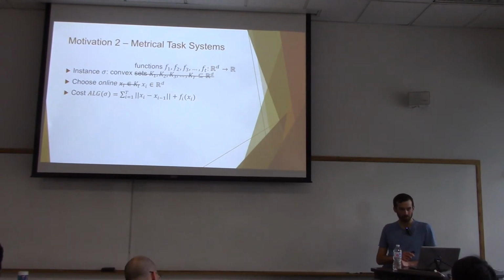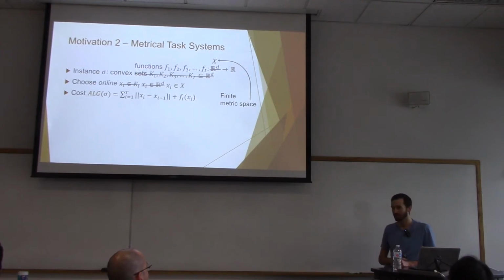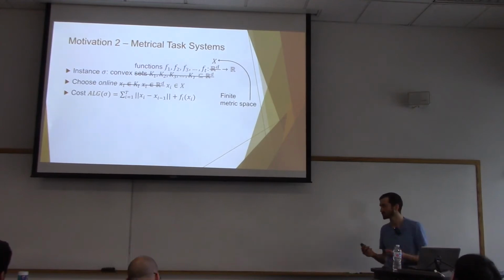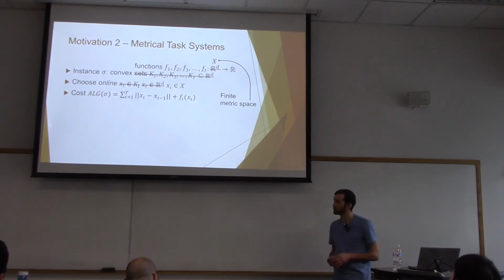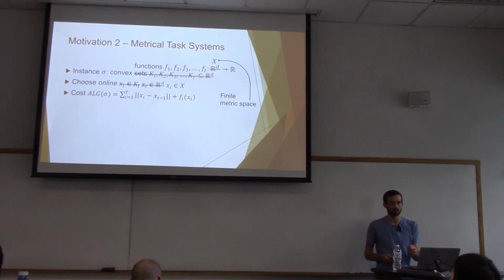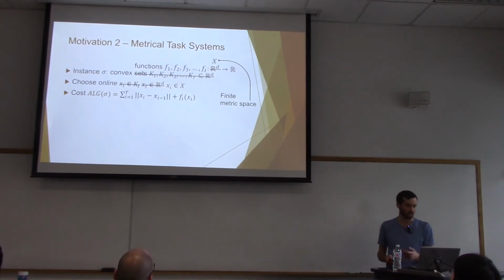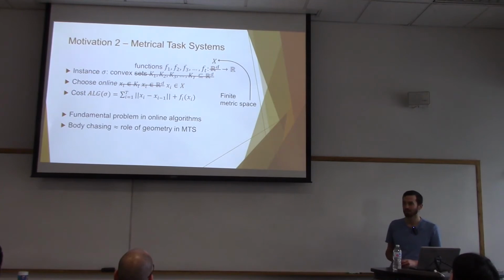A next motivation is the metrical task systems problem, which is similar to function chasing, except instead of working in R^d, I'm working in a finite metric space. And now, again, instead of playing an arbitrary point in the reals, I'm playing an arbitrary point in the metric space, but the cost is the same. It's the movement cost plus the hit cost of the function. And this is a fundamental problem in the world of online algorithms that's been studied a lot over the last 25 years.